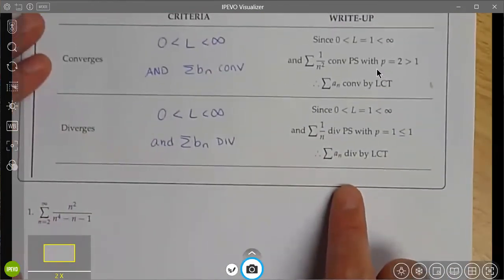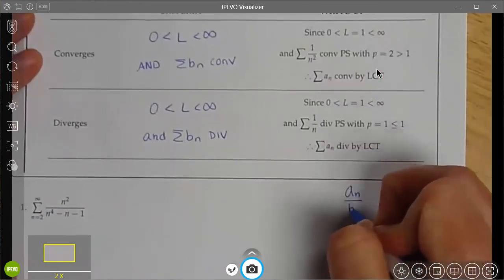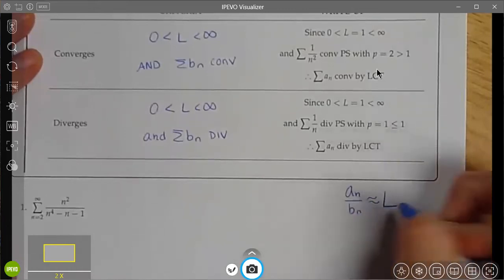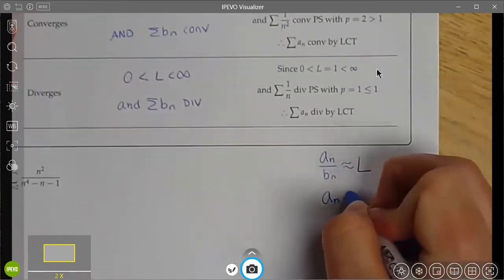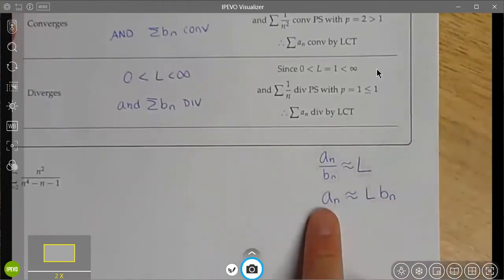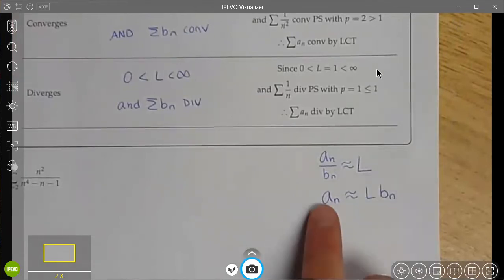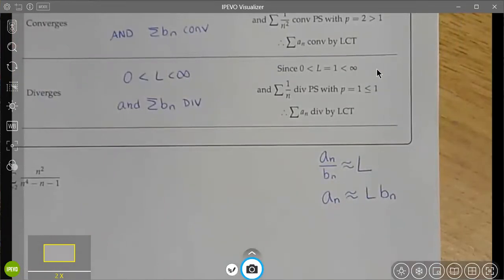Okay, and mathematically speaking, we can look at this as kind of being a sub n over b sub n is roughly equal to L. So that means that a sub n is roughly equal to L times b sub n. So if a sub n converges, that means that b sub n times some sort of constant is going to be equivalent to a sub n. And similarly, if a sub n diverges and L times b sub n is roughly equivalent to that, that means b sub n also diverges. Okay, so that gives you a slight proof. There's a little more involved to that proof, but it helps give you an idea of why this works.